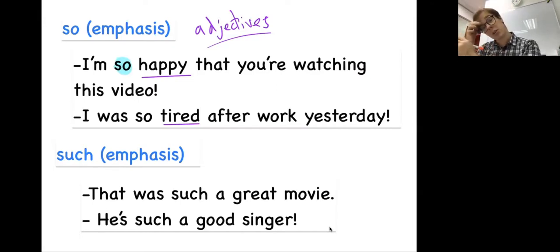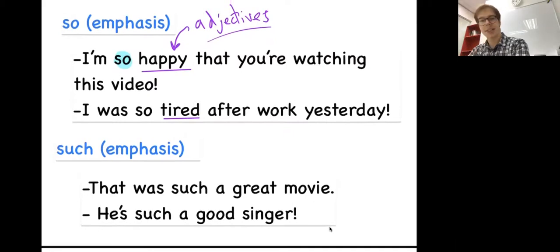We can also use a word like "such" to emphasize, to give emphasis. But you'll see the pattern's a bit different, right? With the "so," I was emphasizing the adjective. With "such," let's see what we have here. For "such," here it says, such a great movie. He is such a good singer, right?